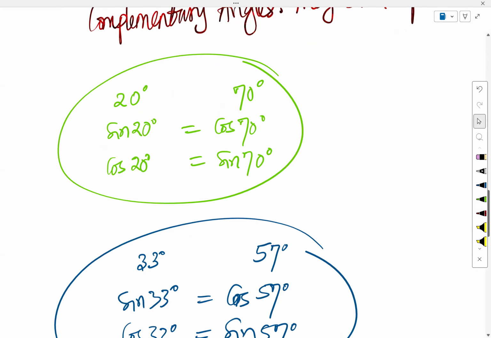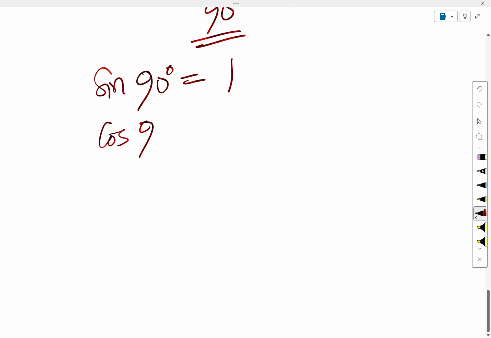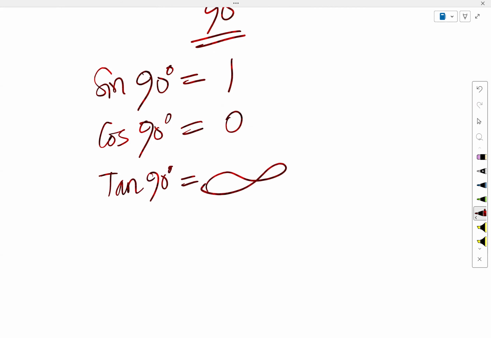In the same way, cos 90 degrees is 0. Cos 90 degrees is 0. And that is why sine 90 degrees is 1, because 0 and 90 complement themselves. And lastly, you have tan 90 degrees, which is also very special. Tan 90 degrees is undefined. If you punch it on your calculator, it gives you an error.